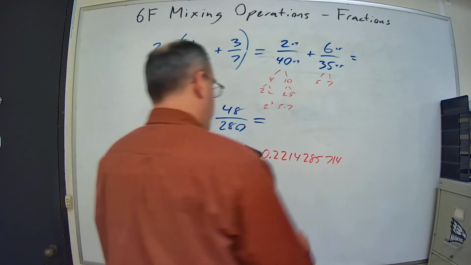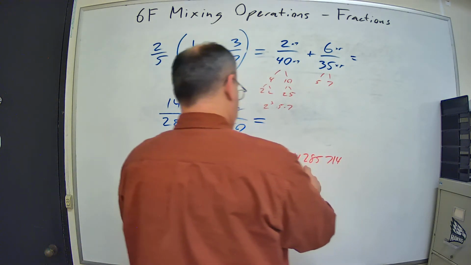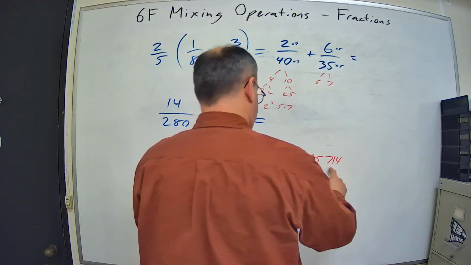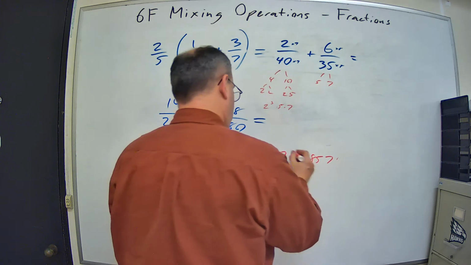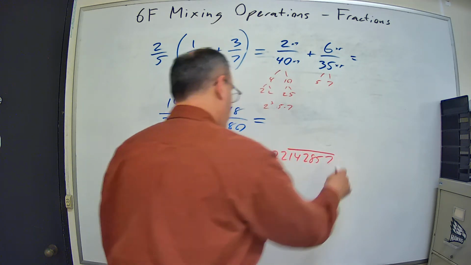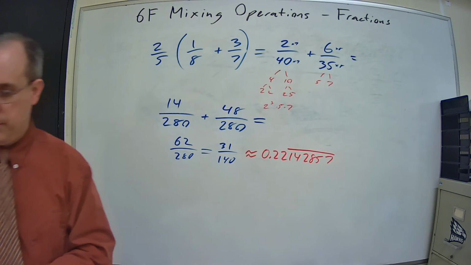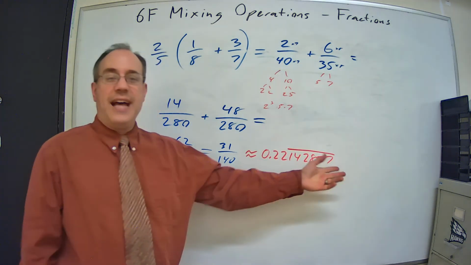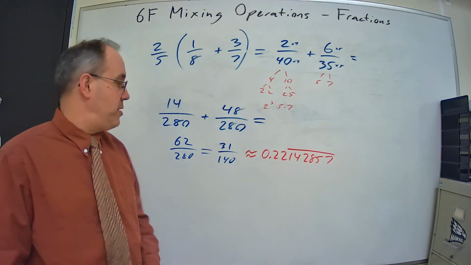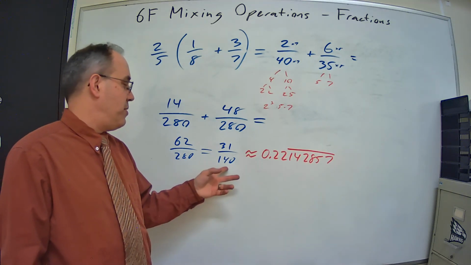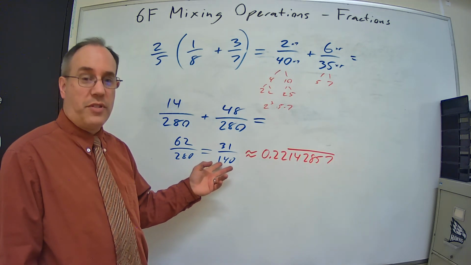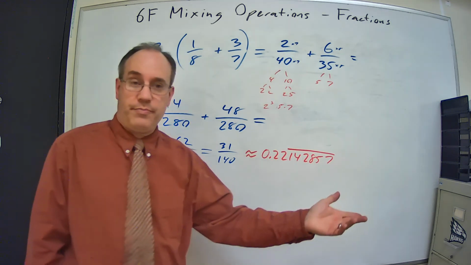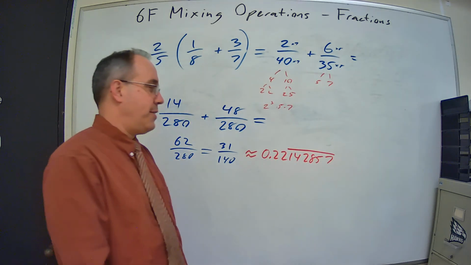So 2214285. And then it gets 714. So actually, that's 142857 repeating. So that's the decimal equivalent. The denominator happened to be a multiple of 7, so therefore it was able to turn into a 6-digit repeating decimal. Don't worry about how I know that.